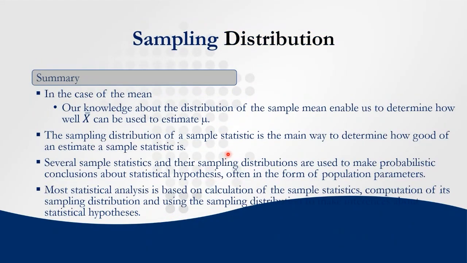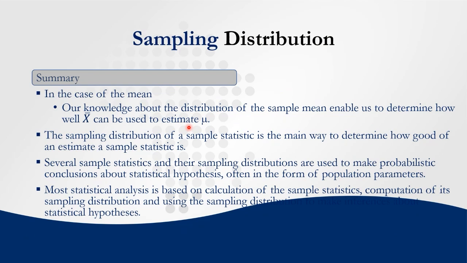So our knowledge about the distribution of the sample mean enabled us to determine how well X bar can be used as an estimate. Because we know certain attributes about the sample mean, this enables us to now check how well a certain X bar can be used to estimate its population. So the sampling distribution of a sample statistic is the main way to determine how good of an estimate a sample statistic is.